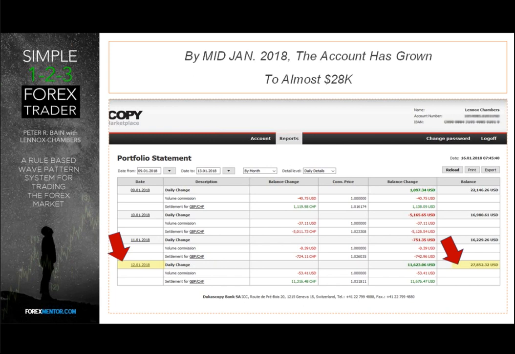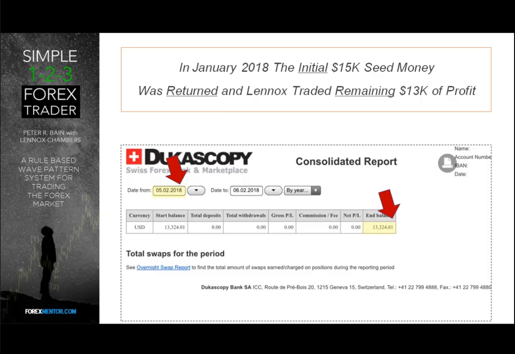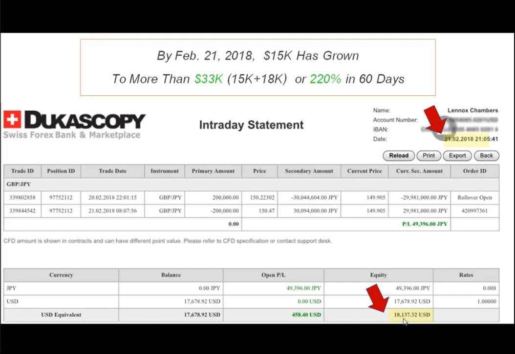We were, needless to say, very impressed with that performance. So at that point, Lennox gave us our $5,000 back each, and that left Lennox with $13,000. We then suggested that Lennox trade that up to a reasonable amount so that we could start a hedge fund in September of this year. That's just a couple months away. Lennox is doing that. He is now at well over $18,000.